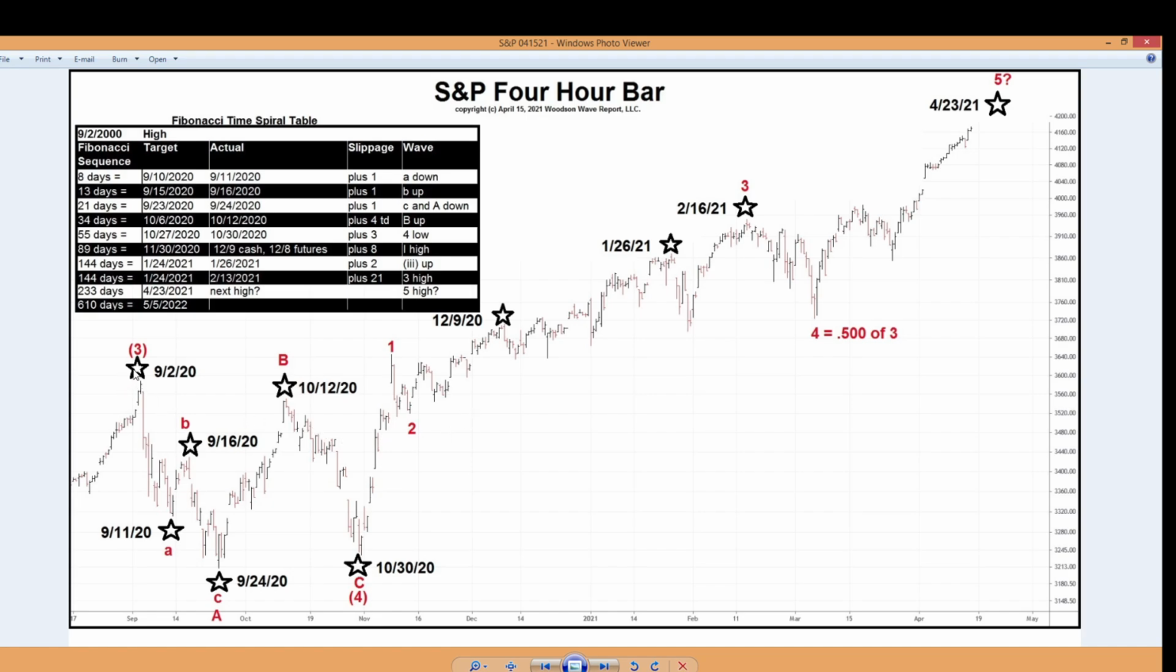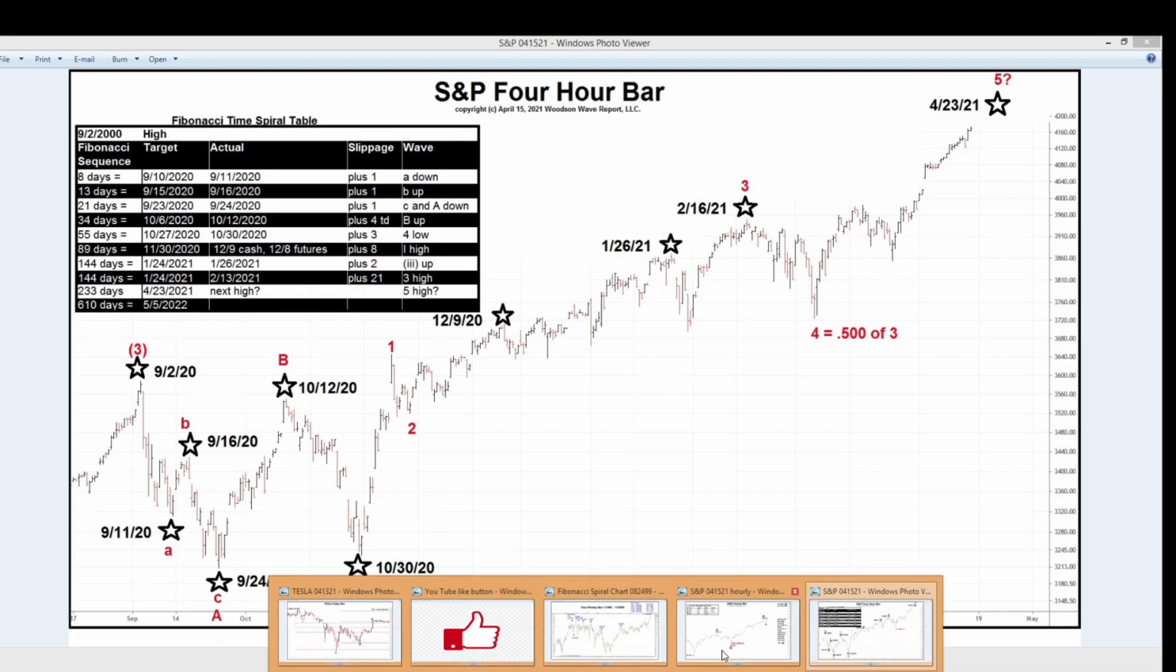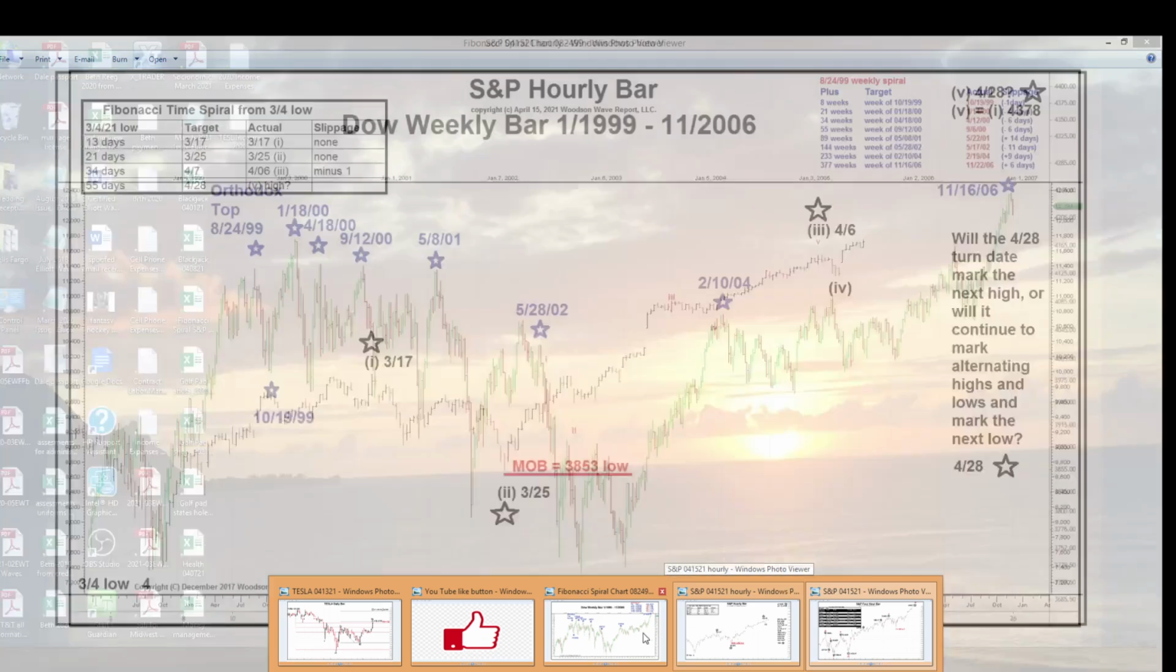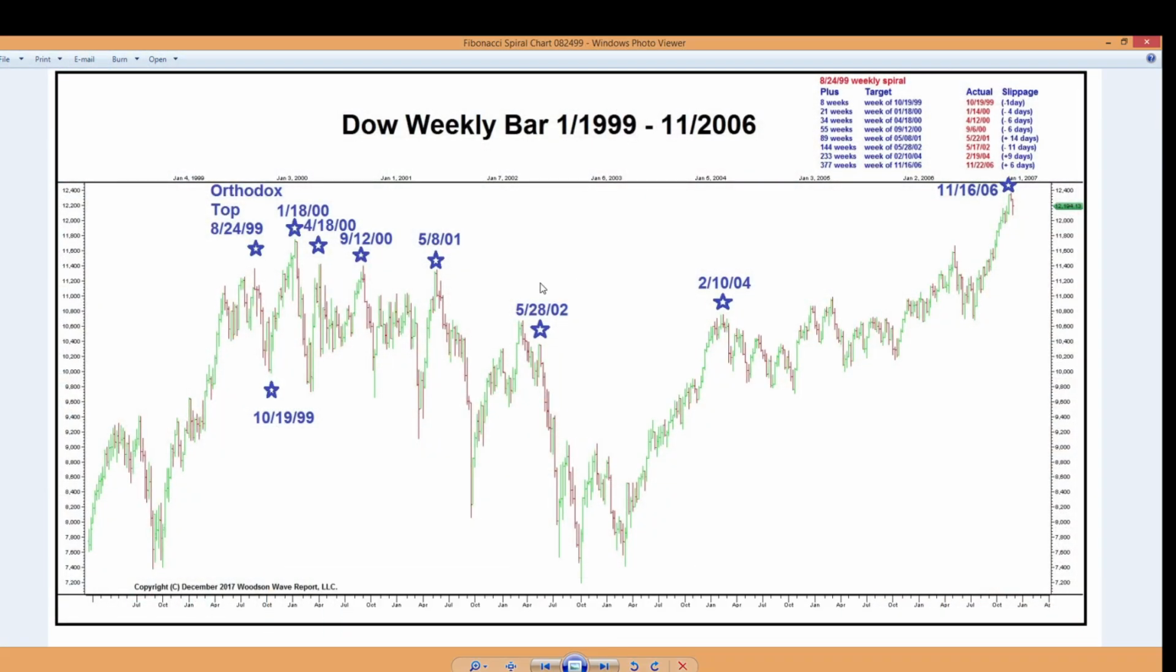I typically put in the spiral at the high, and it was at the time, and it caught the 55 days later, the 4th wave, the low, with a couple days of slippage. But that's working now to where it's calling 3, possibly 4 consecutive highs, and the next one on the spiral turn date is April 23rd. You can see here. And why do I mention that? I want to show you guys. Some of you guys have been looking for a while. This won't be new, but we have a lot of new subscribers.